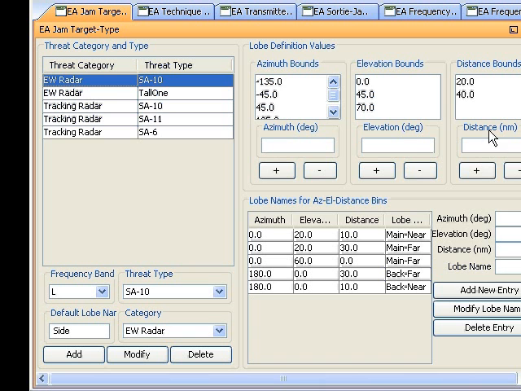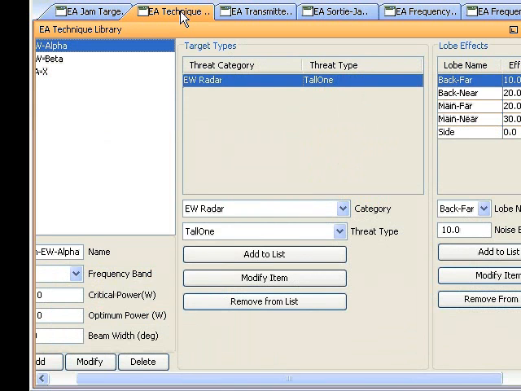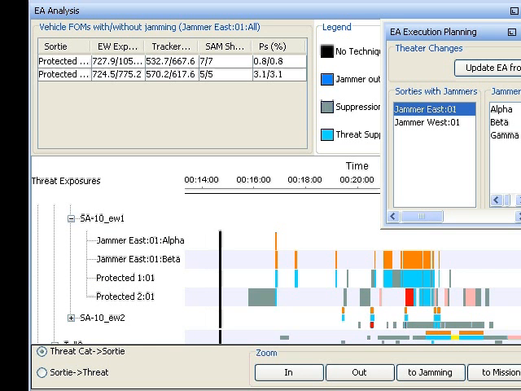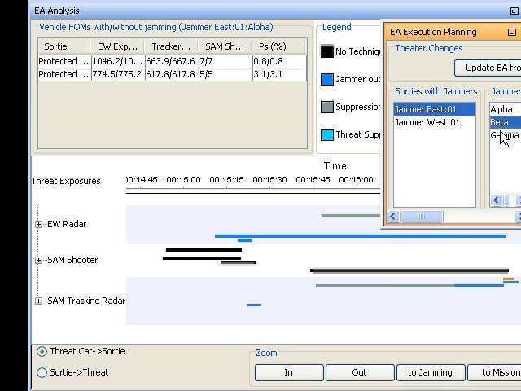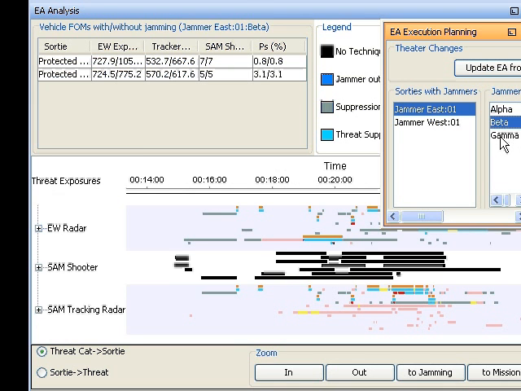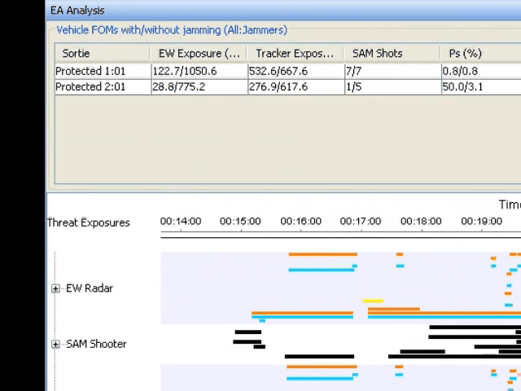The first use of STEAM is to analyze jam plans. A jam plan indicates which EA technique is being used against which threat at a particular time. With this information, STEAM can generate figures of merit, or FOMs, quantitative measures of how effective the jam plan is. For instance, the total amount of radar exposure with and without jamming can be computed. An attrition model can be used to show the changes in survivability with and without jamming as well.